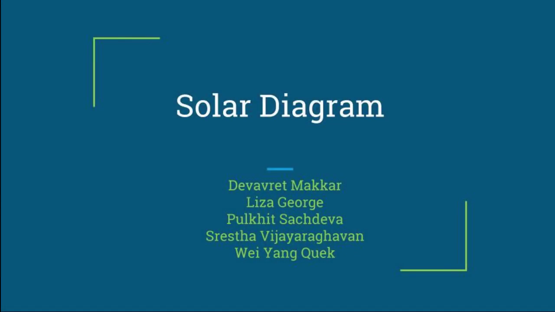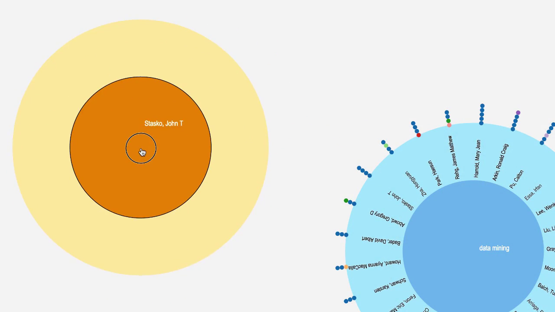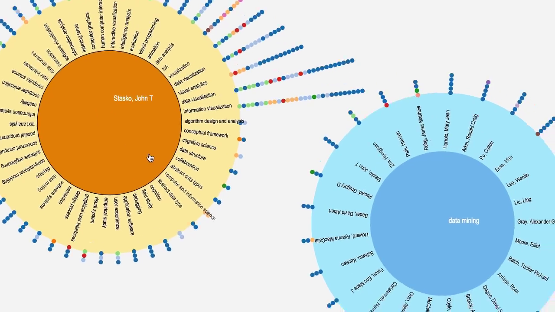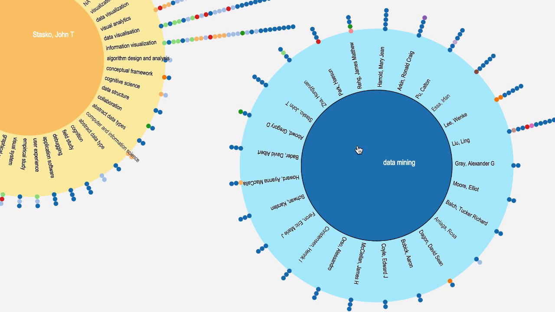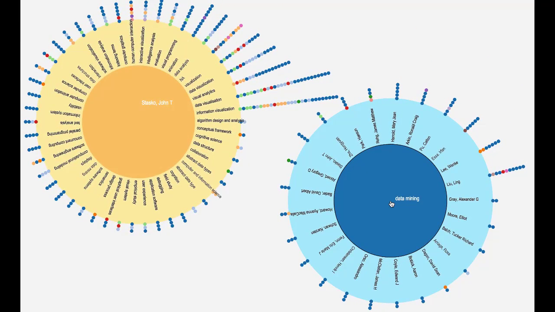The visualization we have created is termed a SOLAR diagram and has two broad categories: professors and keywords. The purpose of the SOLAR diagram is to show ongoing research areas in the College of Computing at Georgia Tech and various research papers being published every year by professors.